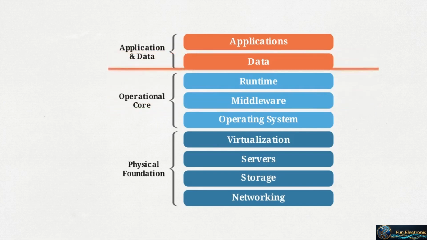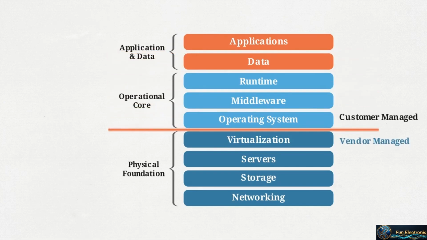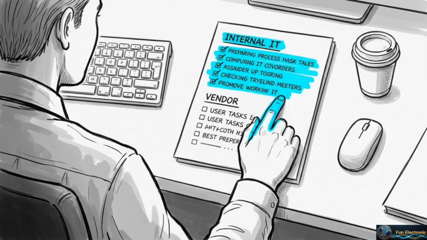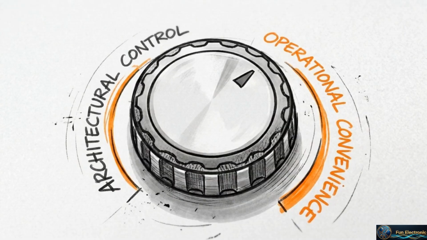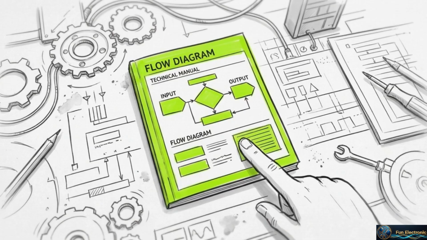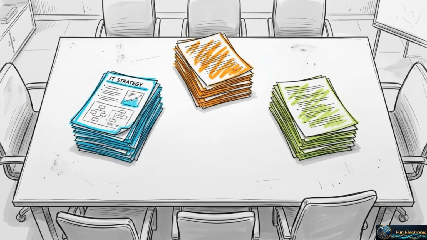Migrating to the cloud means deciding where to draw a horizontal line across this stack. You are choosing which layers stay on your team's plate and which get handed off to the vendor. That dividing line is known as the shared responsibility model. It acts as a control dial, letting you trade architectural control for operational convenience. Understanding this framework cuts through technical jargon. It turns a list of cloud products into a strategic division of labor, letting you objectively evaluate your options.